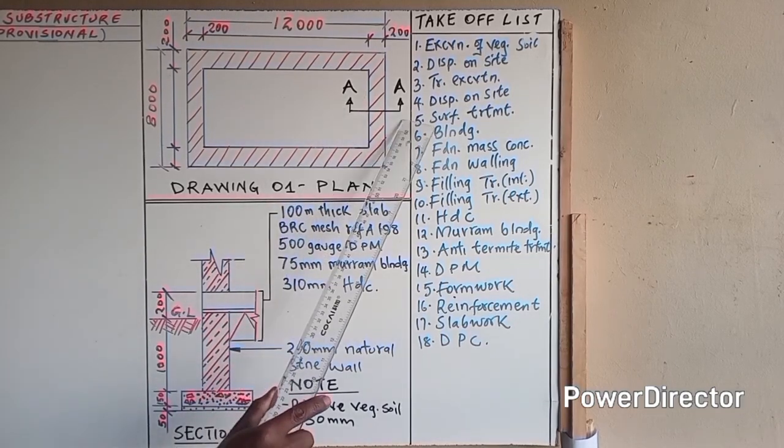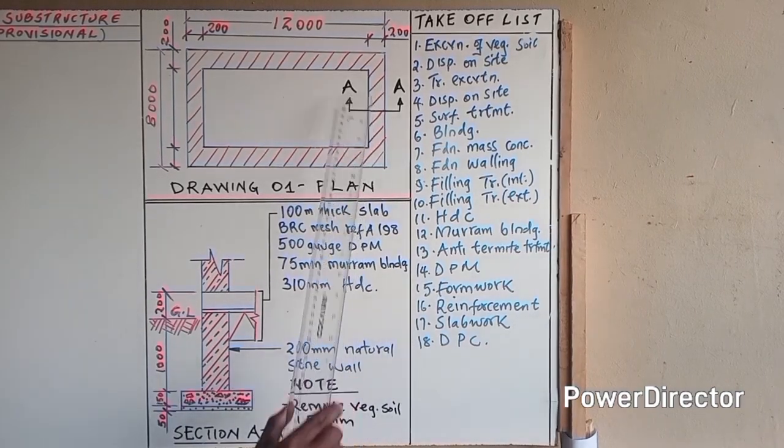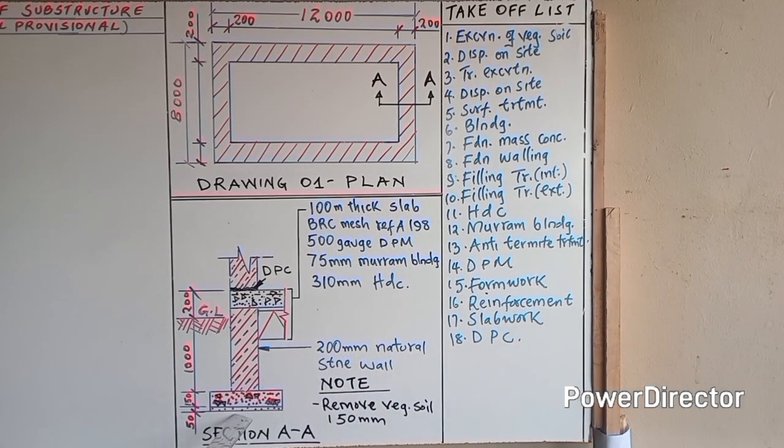Now we have a cross section AA, that is this one, and this is the explanation of the cross section AA. To start with, against the earth is 50 millimeters thick plain in situ concrete. Over it, we have a strip foundation concrete, which is again plain and in situ, around 50. Over it here, we have a stone wall, which is 200 millimeters thick, which is natural stone. Then above it, up to here, which is the ground level, GL, is 1,000 millimeters.